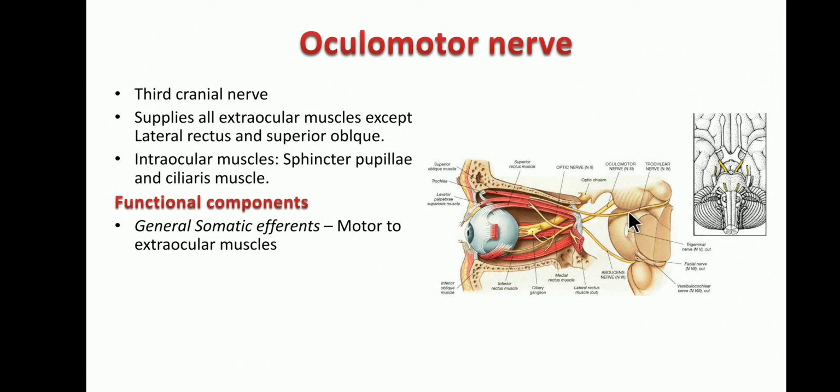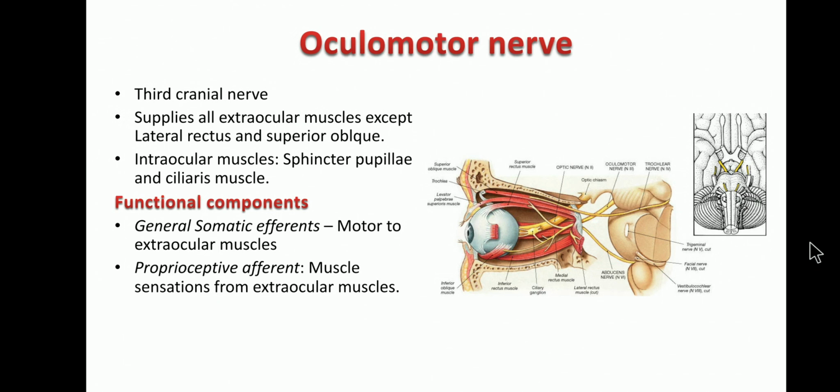So here you are able to see the oculomotor nerve, which is actually emerging from the midbrain, passing through the superior orbital fissure and then dividing into two divisions, the superior and inferior rami. So first component is general somatic efferent. Then proprioceptive afferent fibers. So this is muscle sensations. This is not the general sensations. Muscle sensations from the extraocular muscles.